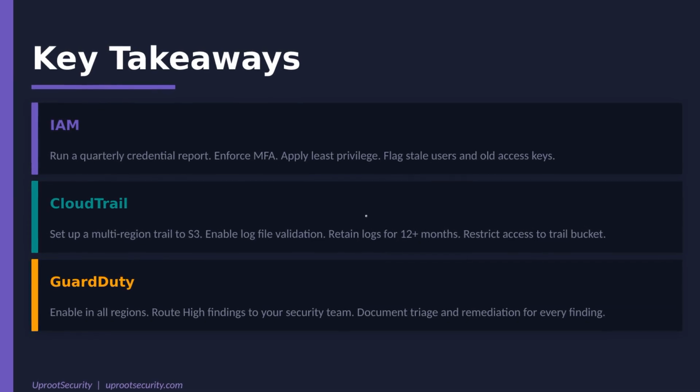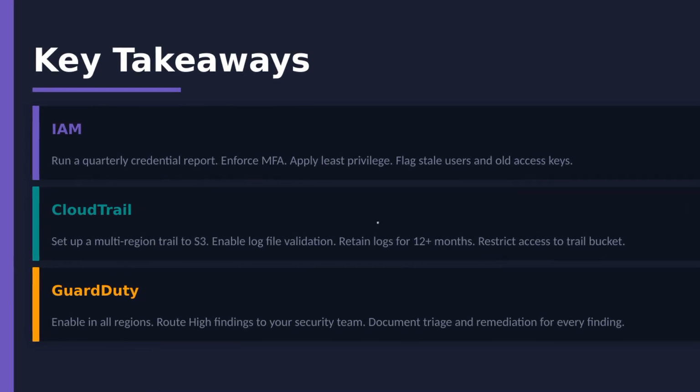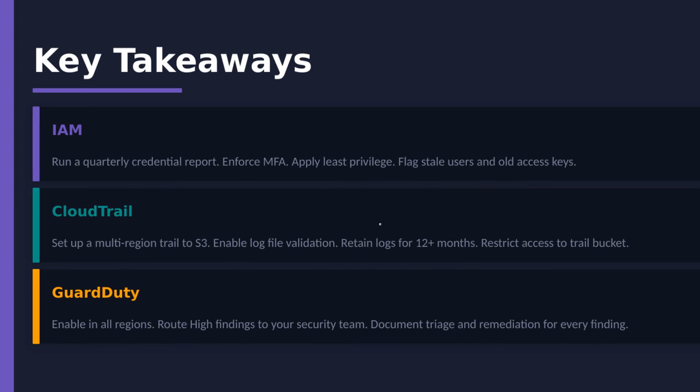Key takeaways. For IAM, run a quarterly credential report, enforce MFA, apply least privilege, and flag stale users and old access keys. For CloudTrail, set up a multi-region trail to S3, enable log file validation, retain logs for at least 12 months, and restrict access to the trail bucket. For GuardDuty, enable it in all regions, route high findings to your security team, and document triage and remediation for every finding.